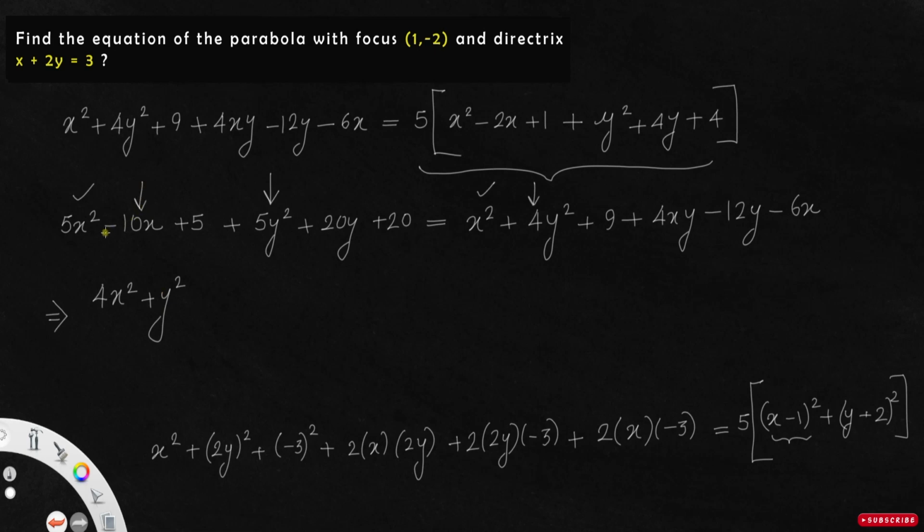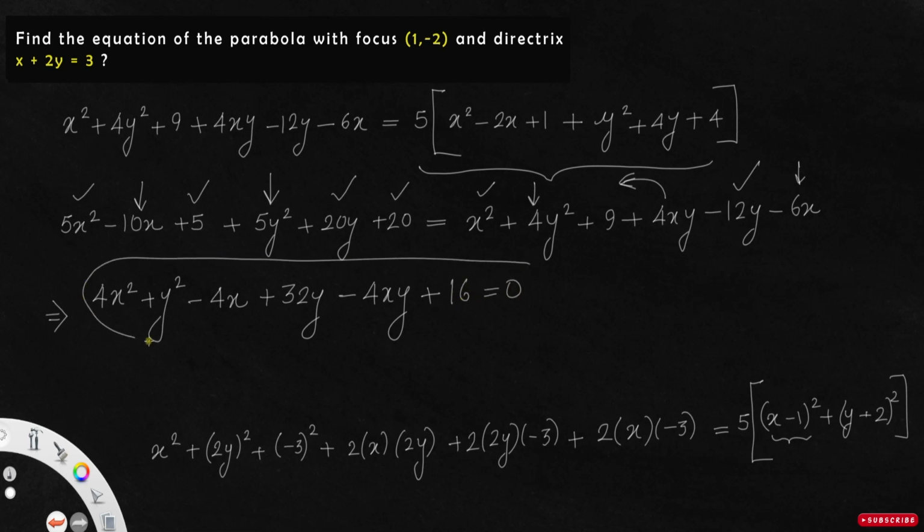So minus 10x plus 6x, that will be minus 4x. Now 20y plus 12y, this minus 12 when moved to left will become plus, so 32y. Now this 4xy, when I move it to the left, will be minus 4xy. Then the constant term 5 plus 20 is 25, 25 minus 9 will be 16, equal to 0. So this is the expression for the parabola.